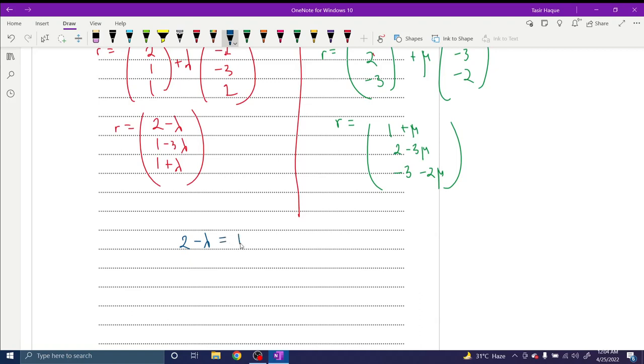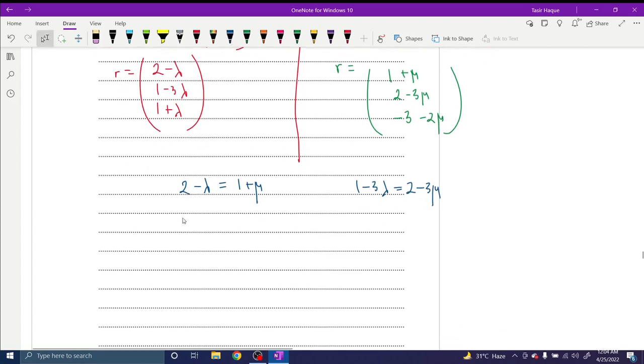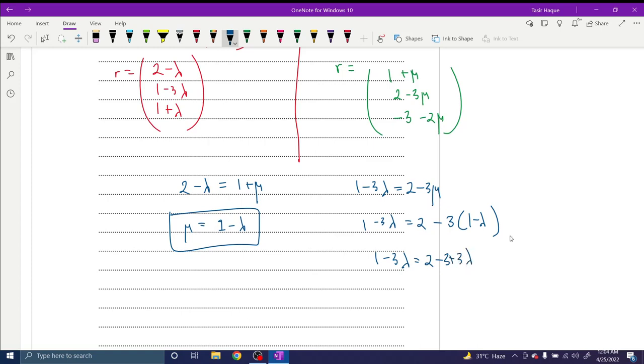2 minus lambda is equal to 1 plus mu. What about the other one? 1 - 3 lambda is equal to 2 - 3 mu. Okay, so mu is actually equal to 1 minus lambda. This is what we got from here. So 1 - 3 lambda is equal to 2 - 3(1 minus lambda). 1 - 3 lambda equals 2 - 3 plus 3 lambda. Okay, so 6 lambda is equal to -1 plus 3, yeah, 2. So lambda is equal to 1 by 3. What about mu? Mu is equal to 1 minus 1 by 3, which is 2 by 3.